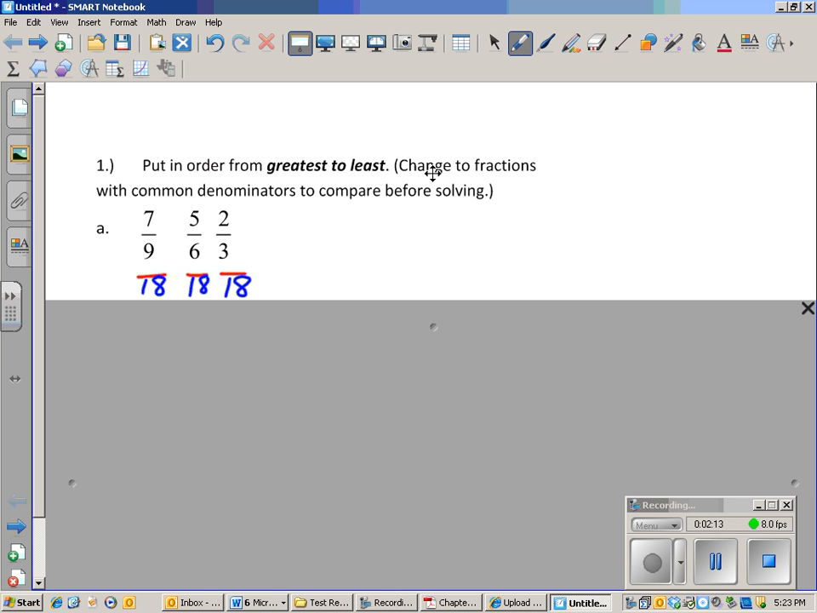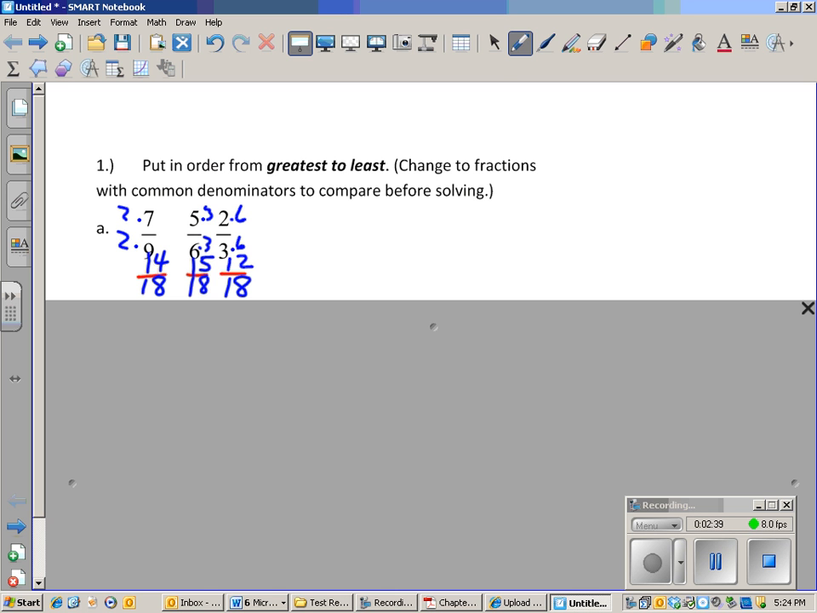So I'm going to have to decide, what did I do to 9 to get to 18? That was times 2, so 7 times 2 is 14. And then 6 times 3 was 18, so 5 times 3 is 15. And then 3, how did I go from 3 to 18? That was times 6. Times 6, that's 12.